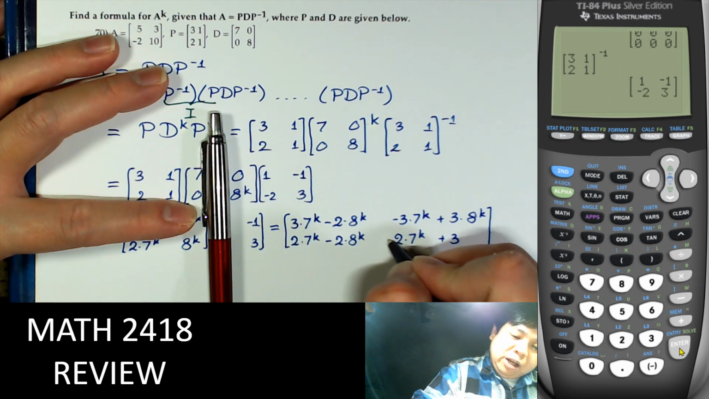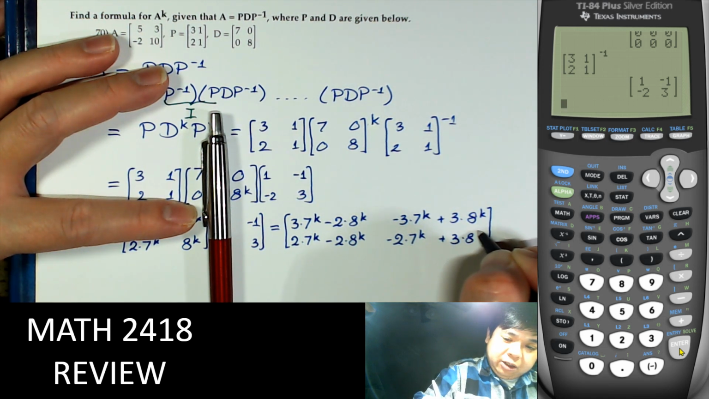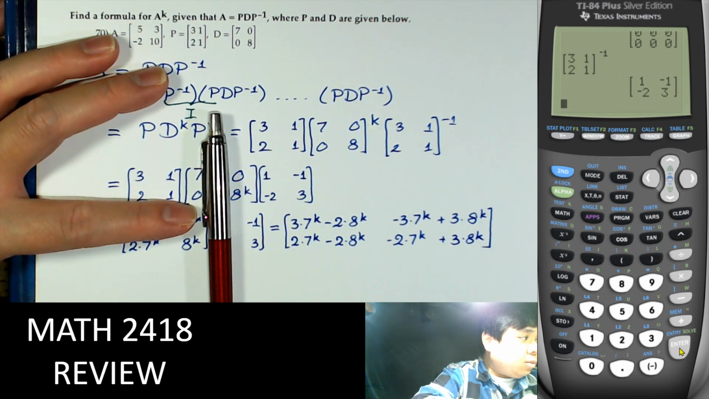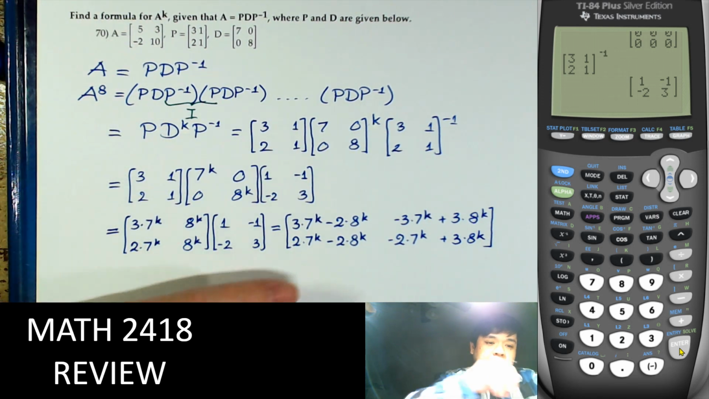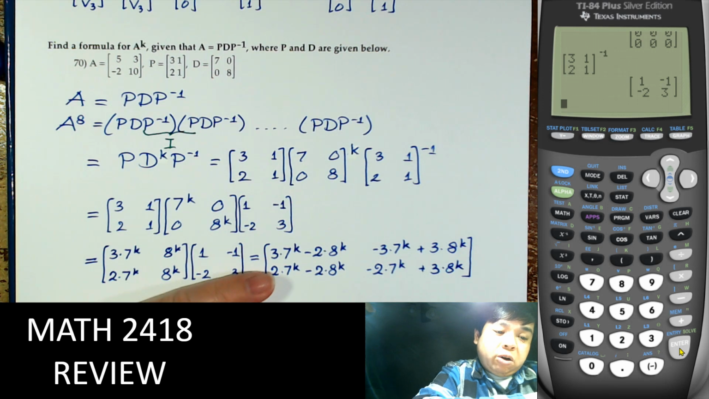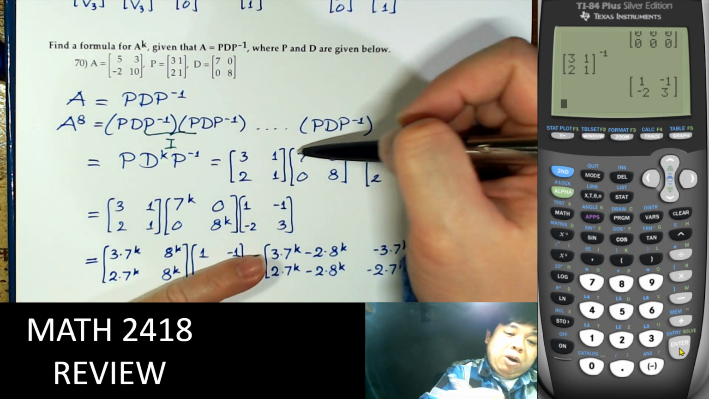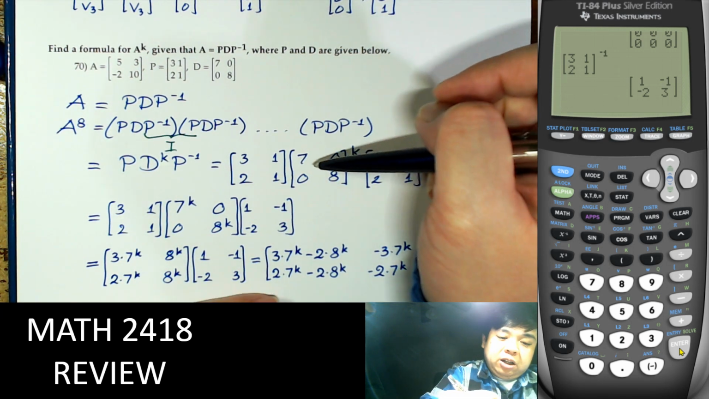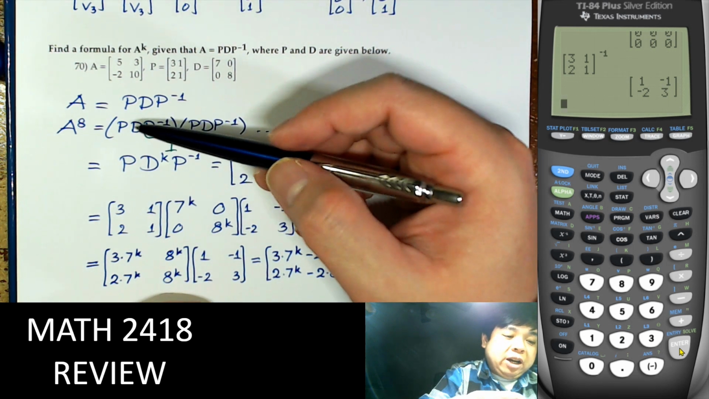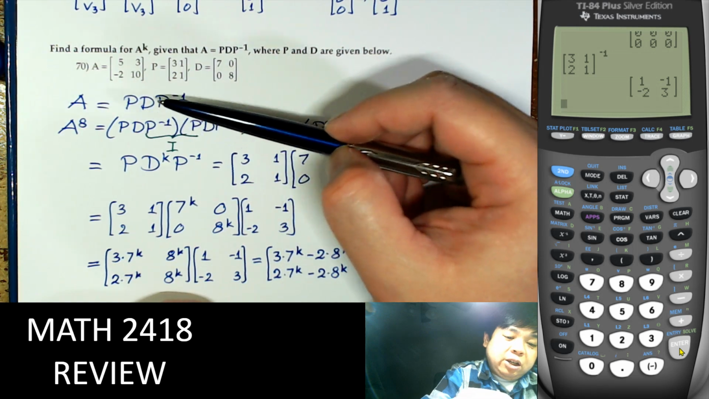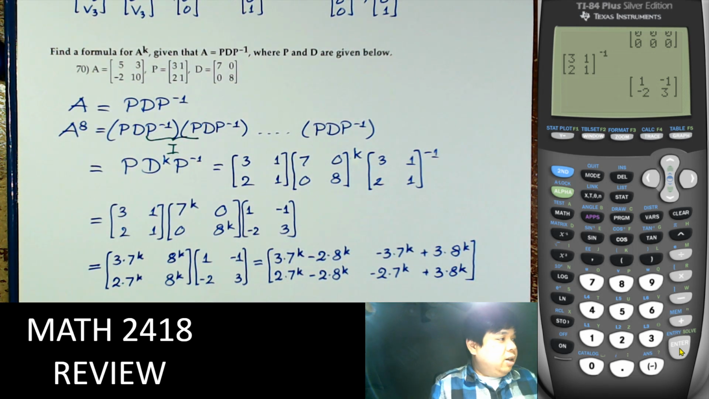Sorry, that should be negative 3 times 8 to the k. Right, so that is an advantage of a diagonal matrix when raised to a power. Just raise that diagonal entry to that power. And so if we can diagonalize the matrix to this form, that will be very simple.